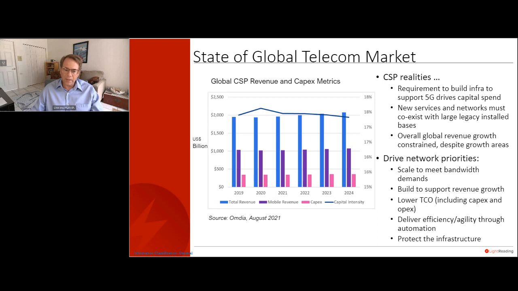align that with the opportunities and also focus on lowering total cost of ownership, lowering CapEx and OpEx as they deploy capital. And so the network requirements become scaling, of course, to meet the bit demand, but also really pursuing those revenue growth opportunities in 5G and fixed broadband, as I just talked about, and also really focusing on keeping the cost down.